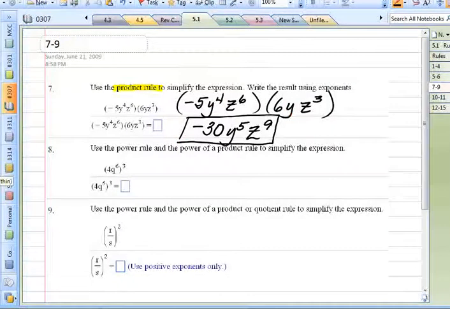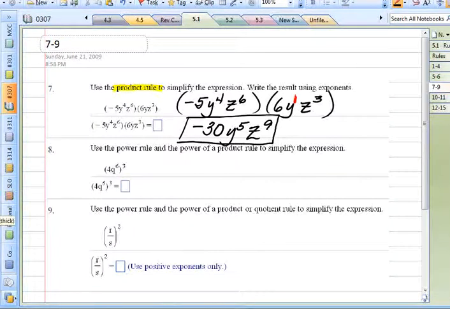And did everybody see that this y had an implied exponent of 1? But we don't evaluate it. We don't evaluate it because they did not give us a number to plug in for y and a number to plug in for z. Okay?